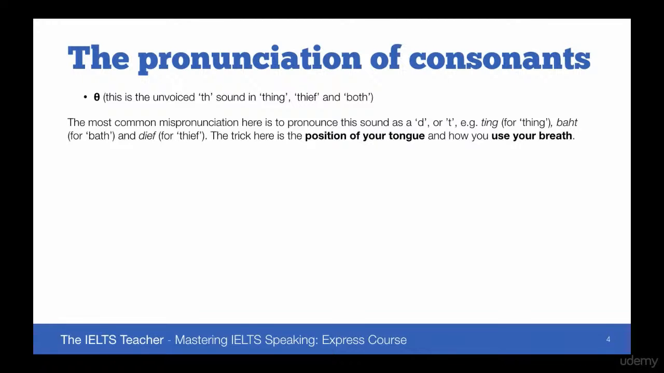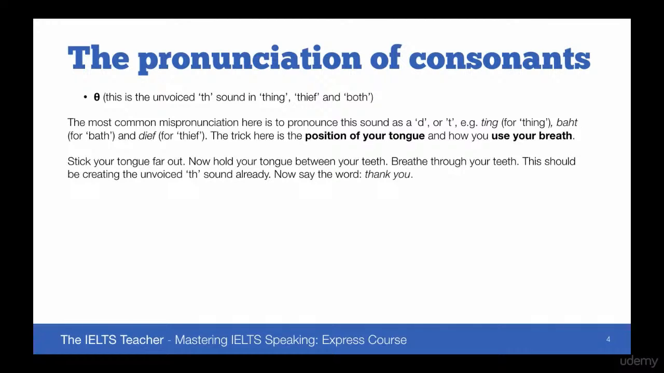The trick here is in the positioning of your tongue and how you use your breath. Now, what I want you to do is stick your tongue far out of your mouth, all the way out, like you're sticking your tongue out at someone. Now hold your tongue between your teeth. Now breathe through your teeth, which are clamping down on your tongue. This should be creating right now the unvoiced th sound. Now say the word thank you, and say it a couple of times. Thank you.